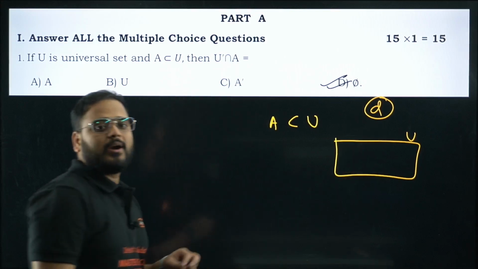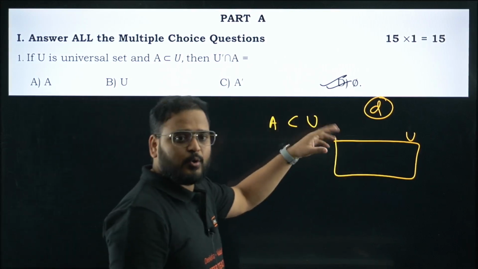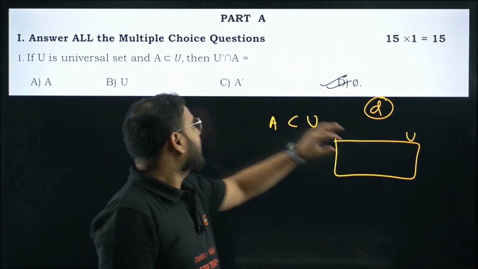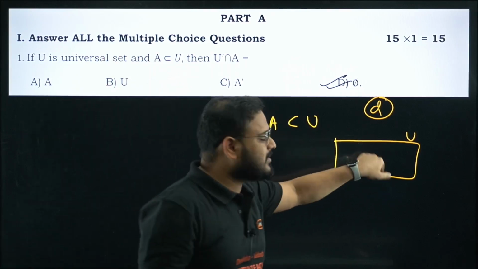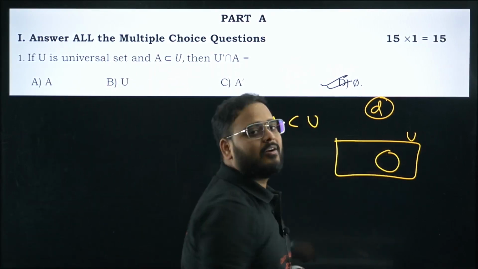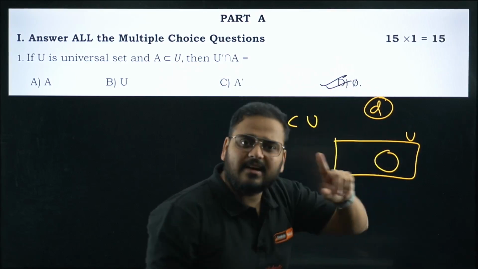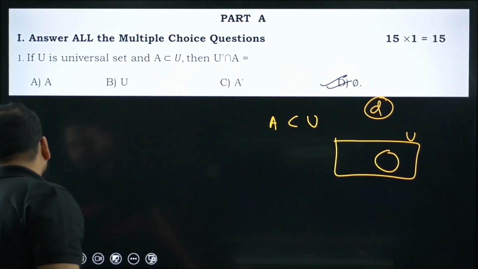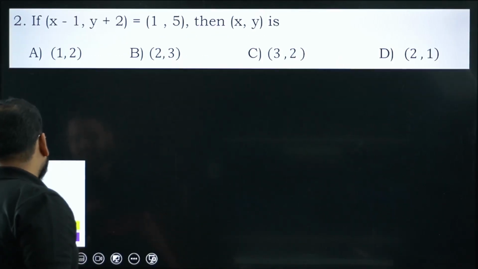Alright, this is clear, right? Option D is correct. You don't have to do a lot of effort here. Simply, A is a proper subset, which means A will come inside here. If something is over here, how can its intersection with the outside be anything? So it is the null set. Once you draw the Venn diagram, this becomes very, very simple.